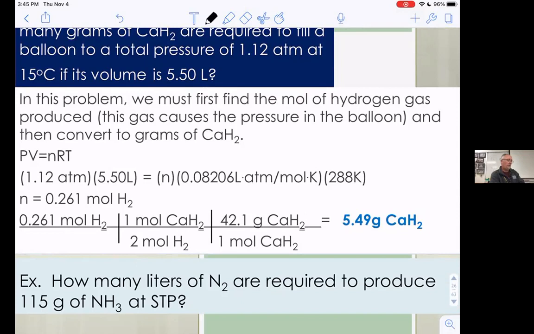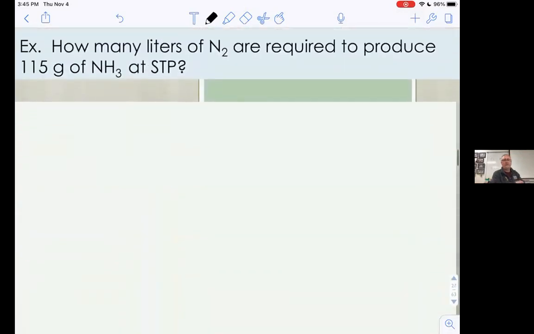So on the next one, how many liters of nitrogen are required to produce 115 grams of ammonia at STP? Same thing, you'd have to write a balanced equation first. So it wants to know how much nitrogen would be necessary to produce NH3. What you're going to add to that is hydrogen. You'll need to balance the equation.